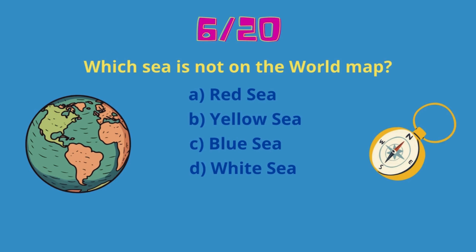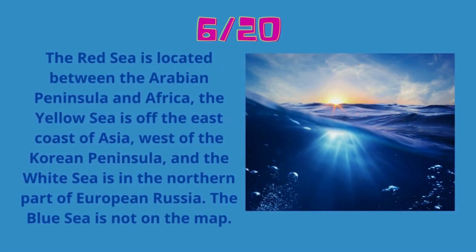Red Sea. Yellow Sea. Blue Sea. White Sea. Blue Sea. The Red Sea is located between the Arabian Peninsula and Africa. The Yellow Sea is off the east coast of Asia, west of the Korean Peninsula, and the White Sea is in the northern part of European Russia. The Blue Sea is not on the map.